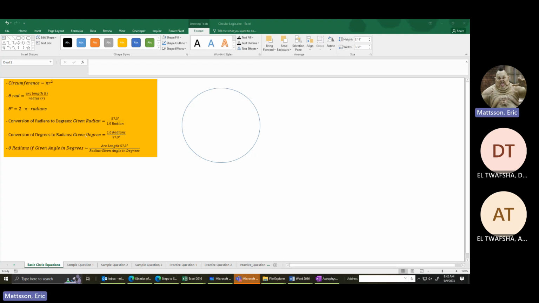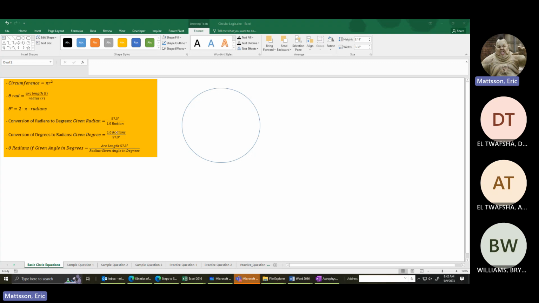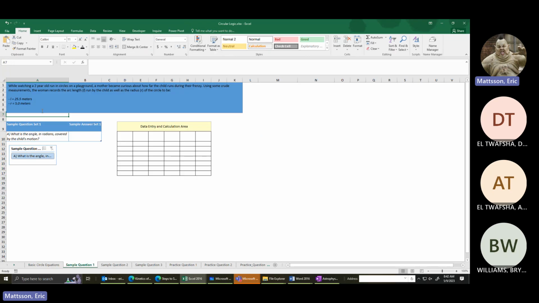And then we go backwards. If we're given degrees, but we want to know how many radians, then we just flip the ratio over. We've looked at ratios before. A ratio in math is just one number divided by another. We're taking 2 different measurements and comparing them to each other. So if we want to know the angle in radians, if the given angle is in degrees, then here's our equation. These are the equations we'll need for this practice sheet. So now let's take a look at sample question 1 here.